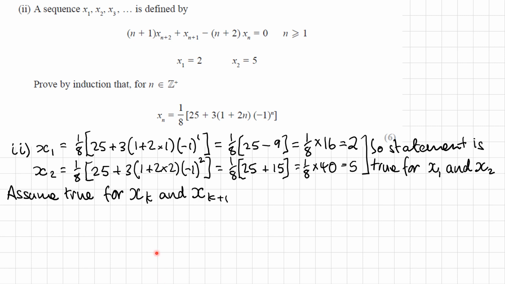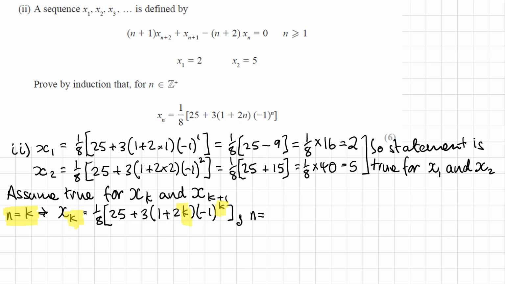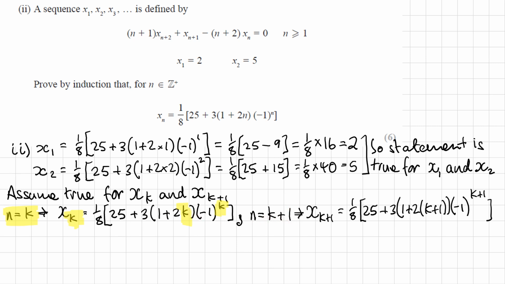So we're going to assume the statement is true for xk and xk plus 1. So we start with xk, so this is where we make n equal to k. So we take this statement here, and everywhere you see an n, we put a k in. So I'm just going to highlight that so you can see, and we're going to do the same for xk plus 1. So same thing again, write this statement out, replace all the n's with k plus 1. And here we are, xk plus 1, n is now equal to k plus 1. And you can see that k plus 1 substituted where we had k before.